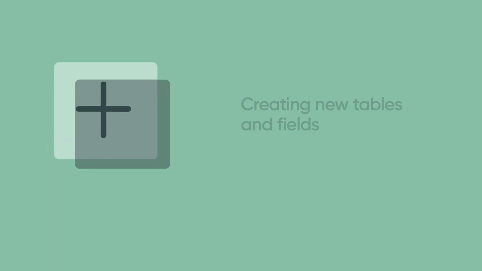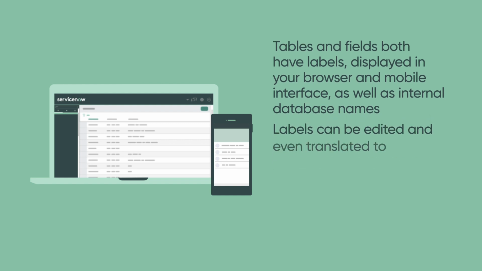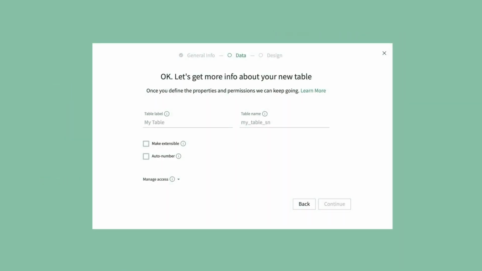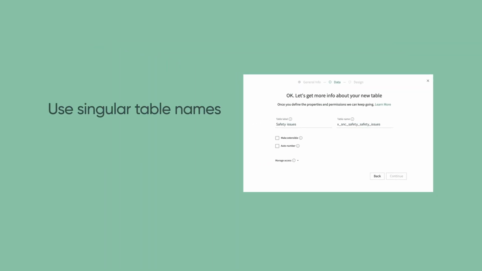After your app is created, you'll likely create new tables and fields for it. Tables and fields both have labels displayed in your browser and mobile interface, as well as internal database names. Like the app name, labels can be edited and even translated into different languages later, but internal database names can only be edited at the time they're created. For tables, a label like Safety Issues may look nice at first, but it produces a name of x_snc_safety_issues. For consistency, use singular table names. The system automatically produces plural labels where needed.